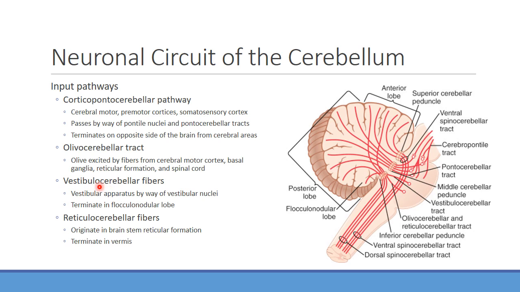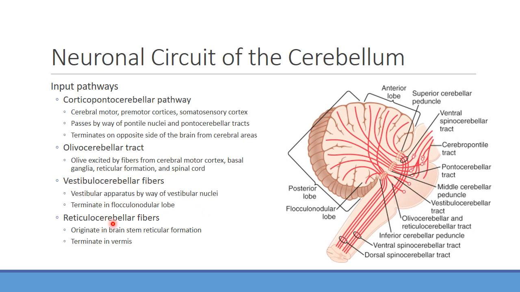Also, the vestibulocerebellar fibers. Again, this is going to be very important for helping us with equilibrium and whatnot, because it's going to communicate with the vestibular apparatus by way of that vestibular nuclei. So we mentioned that previously, where they're situated within the spinal cord. And this also will terminate in that flocculonodular lobe, which you can see down here in the lowest portions of the cerebellum. I didn't mention it on the previous slide, but you can see it there on that picture as well.